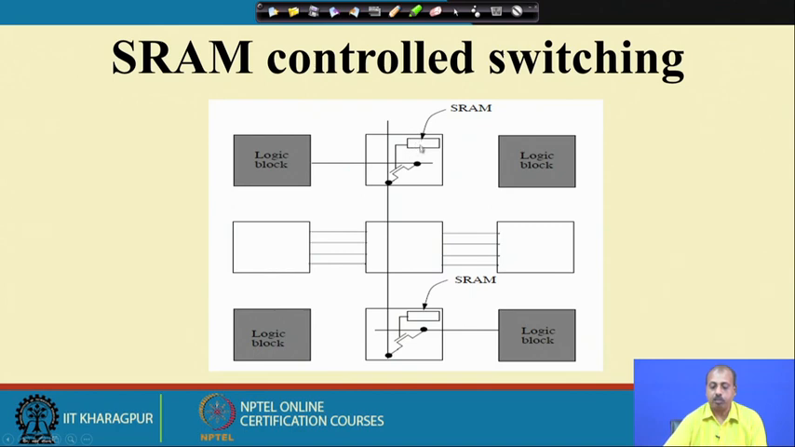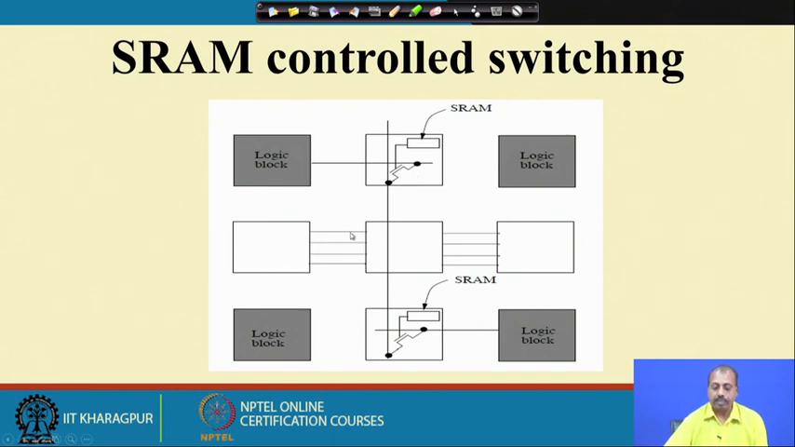If this bit is equal to 1, in that case this transistor is on, as a result a connection is established between this line and this line. So, the signal that is given here will be available at this point. Similarly, if this SRAM bit is equal to 1, the transistor is turned on and these two lines are now shorted. As a result the output of this logic block will come to the input of this logic block.